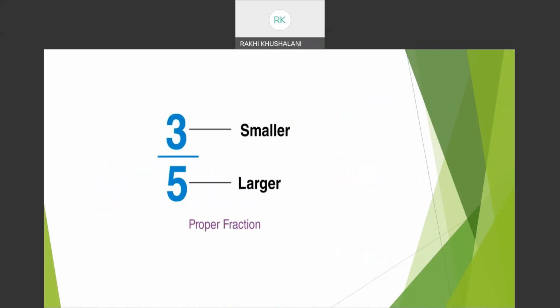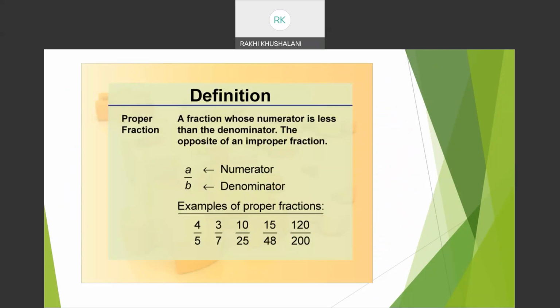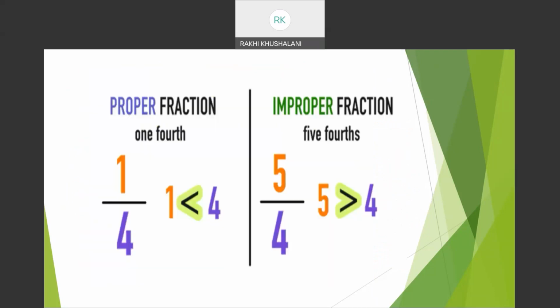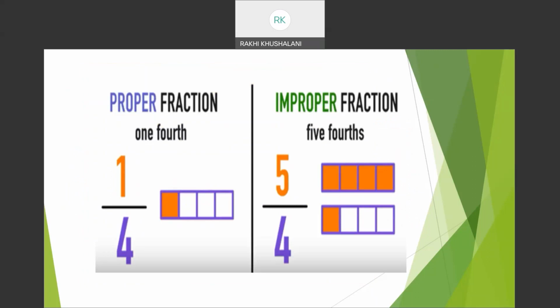Okay. So proper fraction we saw: smaller numerator, bigger denominator. These are the examples. This is the definition: a fraction whose numerator is less than the denominator. And of course, the opposite of this is the improper fraction. We saw the example in the last video that when I am taking more than 1, that means I am going for an improper fraction.